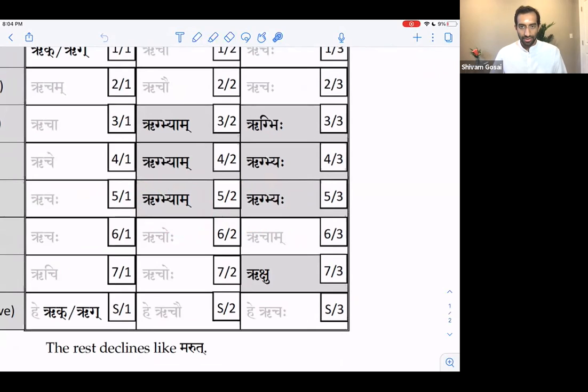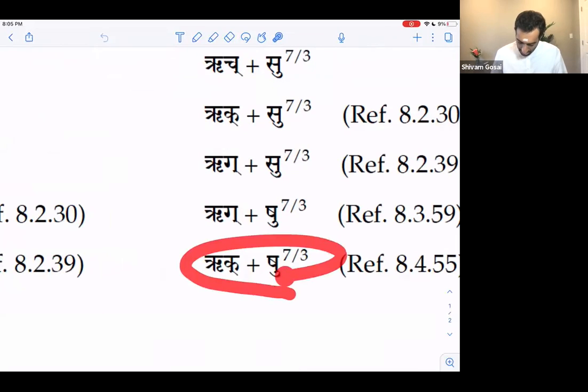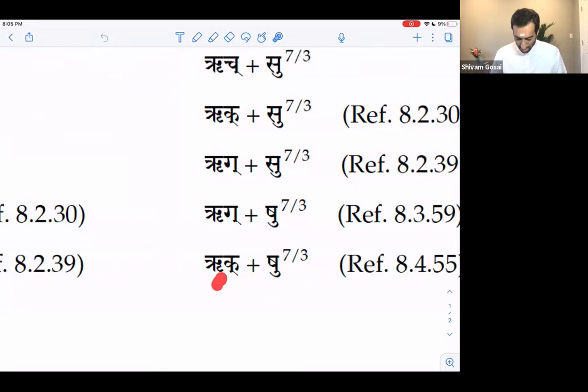Richam, richi, right, 7-1. Richoho. This becomes rikshu. What is this letter? It's ka. So it becomes rik, and then murdanya shakara. So rikshu. It looks like this. This is how it becomes rikshu. We'll see all these steps, but rich finally becomes rik. Rik plus shu becomes rikshu.